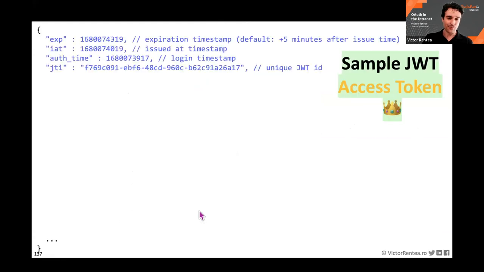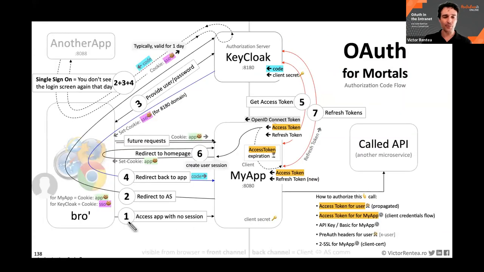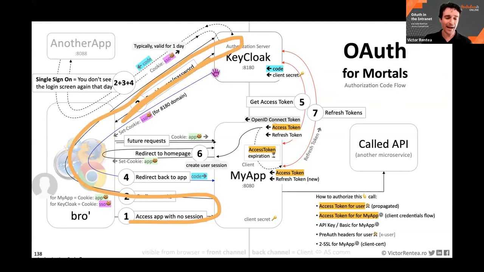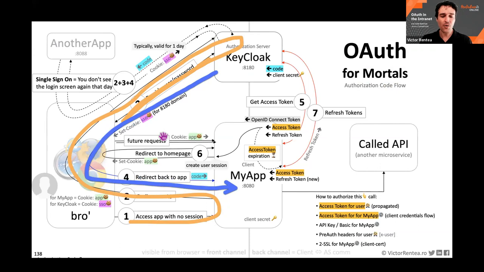Let's rewind a bit, to when you were redirected back to KeyCloak, and KeyCloak logged you in. When it redirected you back to the application carrying the code, that was not the only thing it sent you. It also pushed you this pink cookie. This pink cookie survives in the browser. According to the HTTP standard, whenever the browser accesses 8180 again, whenever the browser goes to KeyCloak again in the future, the browser is forced to send the cookie along with any request to the same host, to the same domain.